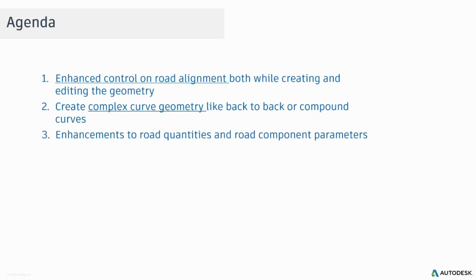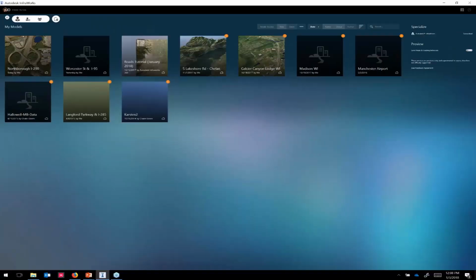We'll slowly segue into some of the other aspects of the product in terms of how you could now create complex curve geometry, like back-to-back curves or compound curves, inside a road alignment as well. Towards the end, we'll talk about some of the enhancements we've done in terms of road quantity extractions and how you could now edit some of the advanced road component parameters as well. So that's the high level of what I'll be walking through today. That said, I'm going to now dive into InfraWorks and walk you through these enhancements.